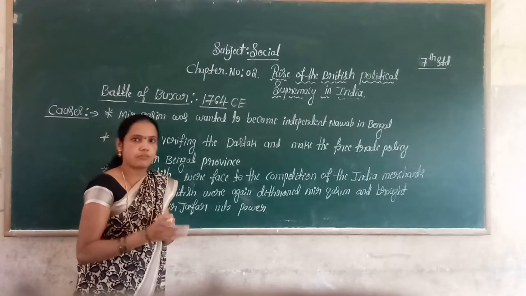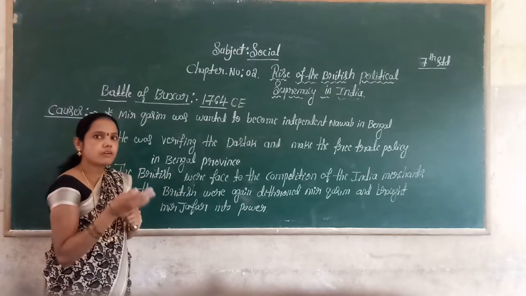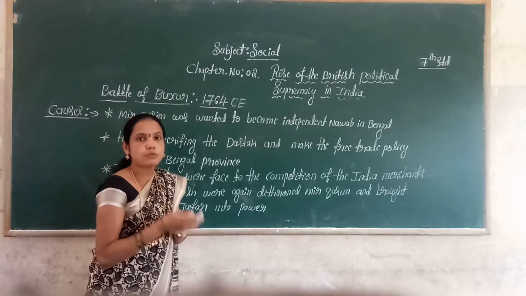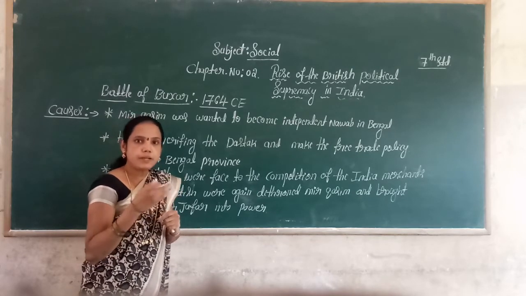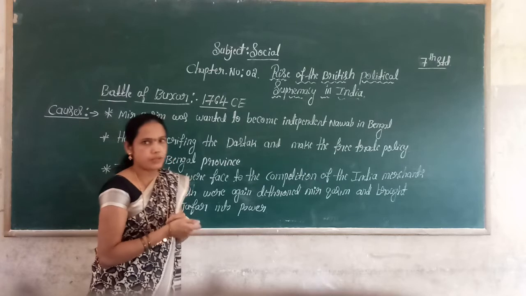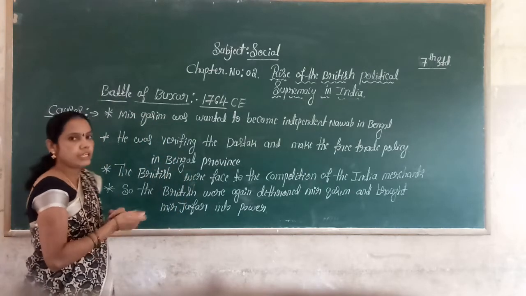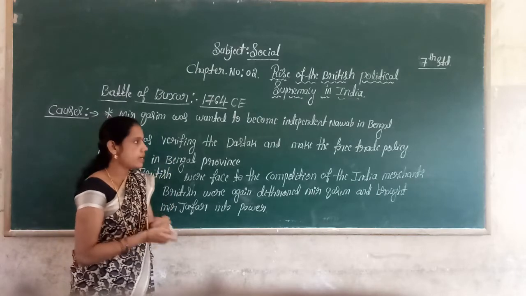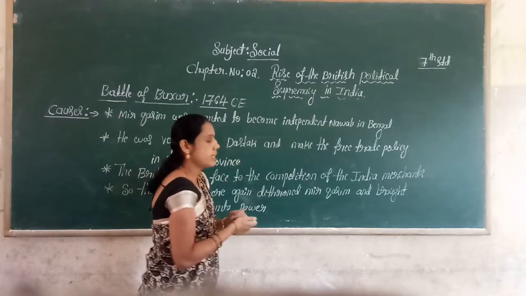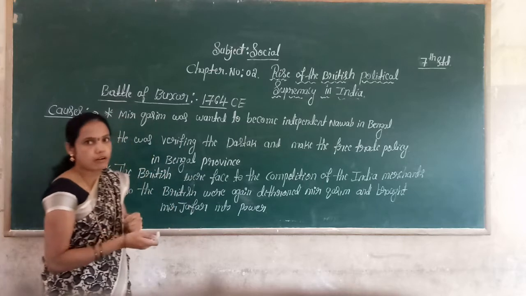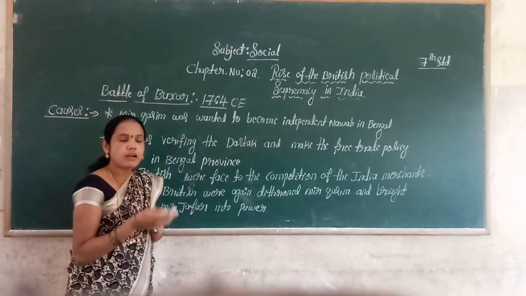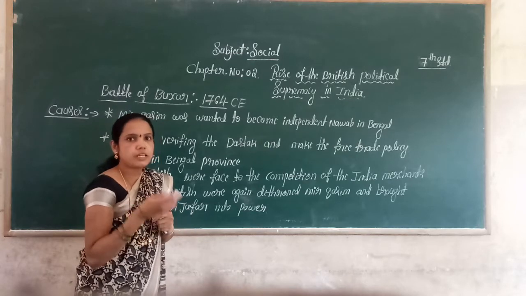Understand? When Mir Qasim became the Nawab of Bengal, he wanted to become an independent Nawab in the Bengal province. After he came to power, he made a free trade policy in the Bengal province. Then he was making the free trade policy in India.